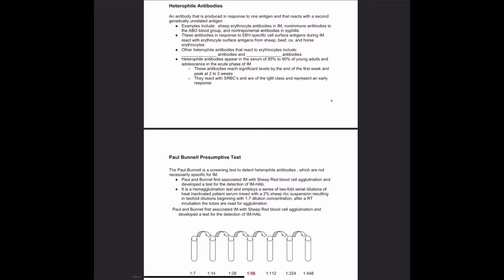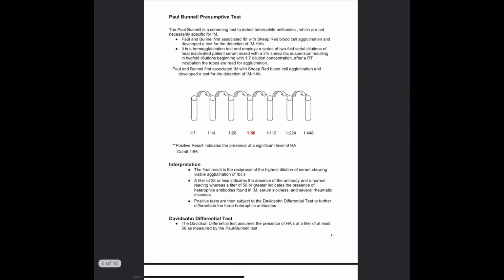Heterophile antibodies appear in the serum of 85 to 90% of adults and adolescents in the acute phase of infectious mono. These antibodies reach significant levels by the end of the first week and peak at 2 to 3 weeks. They react with sheep red blood cells and are of the IgM class and represent an early response.